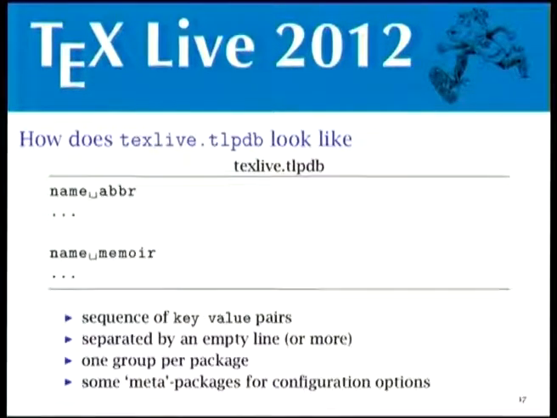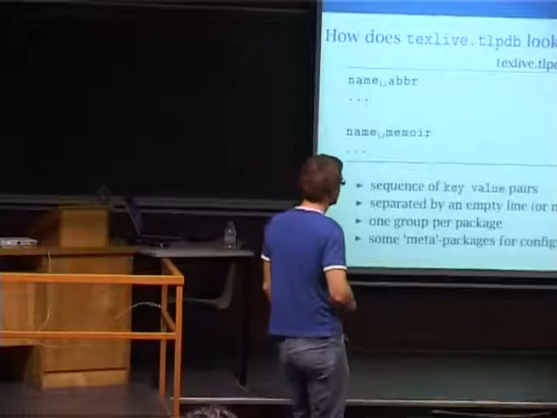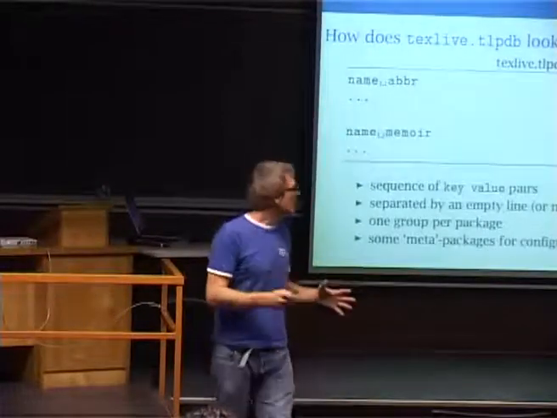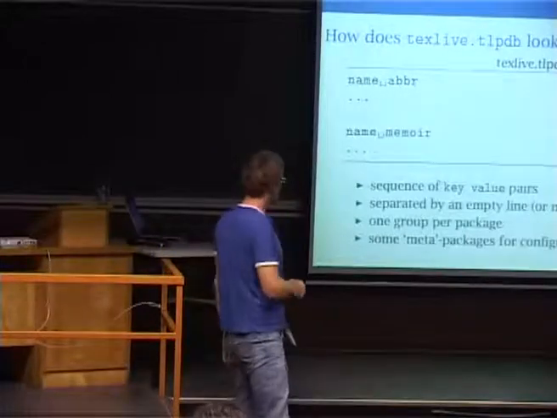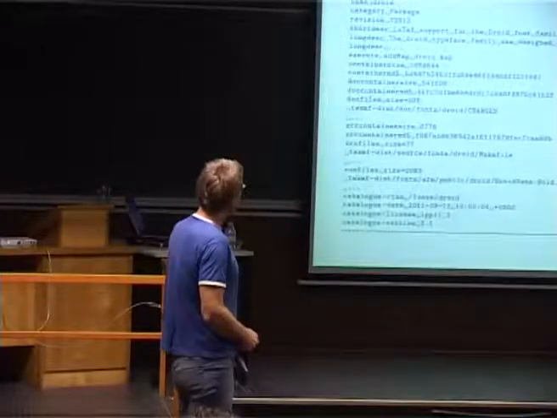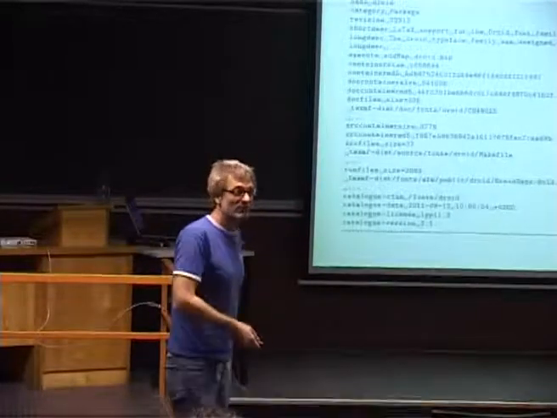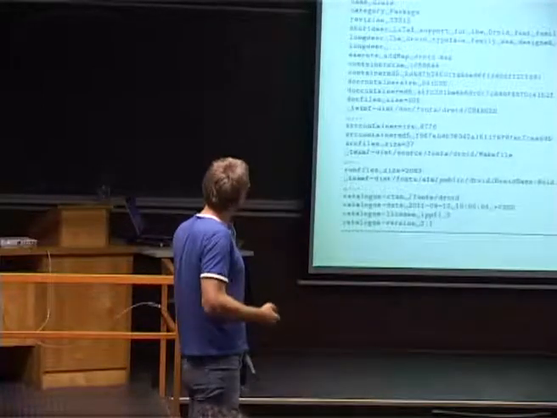So how does it look? Very easy. If you have seen one of the packages files in Debian, you know, there's the name, that's one of the package names, then the rest, and in between is an empty line. So it's a sequence of key value pairs, separated by an empty line or more, and you have one group per package, the TeX-Live packages, and we have some meta packages. This is an example I copied two days ago, the Droid fonts. So here's a typical example.